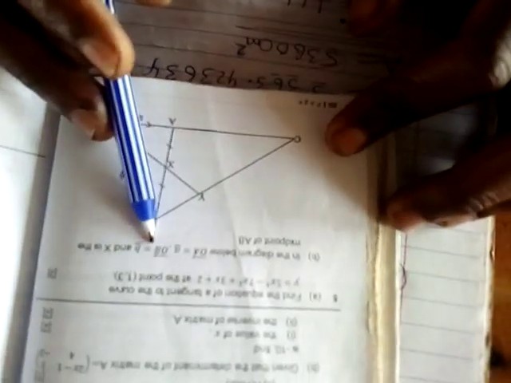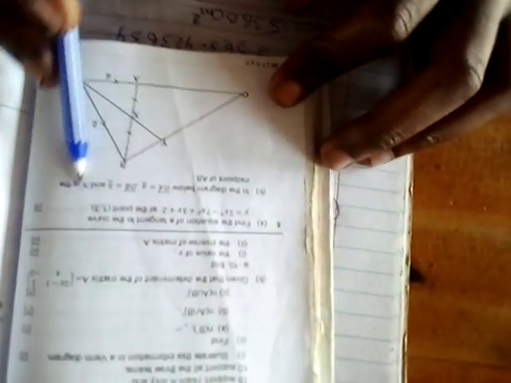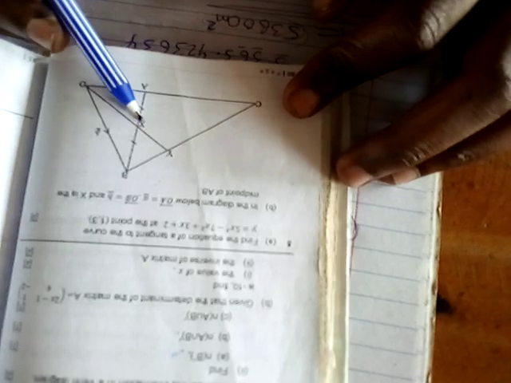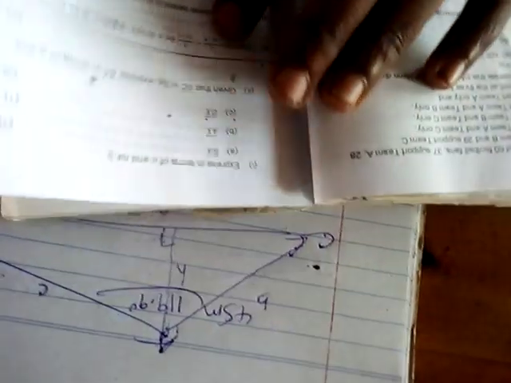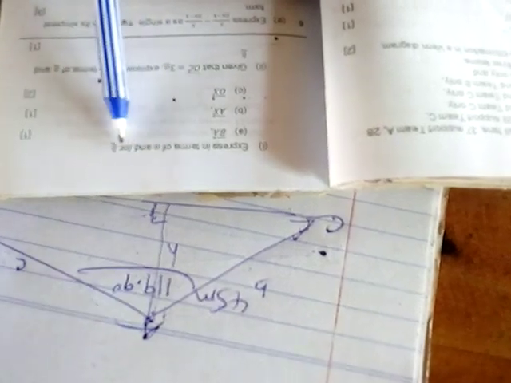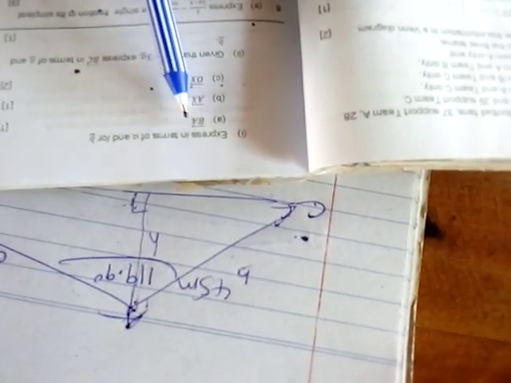OA is equal to A, OB is equal to B, and X is the midpoint of AB. So now, express in terms of A and B the vector BA. So how do we answer this question?